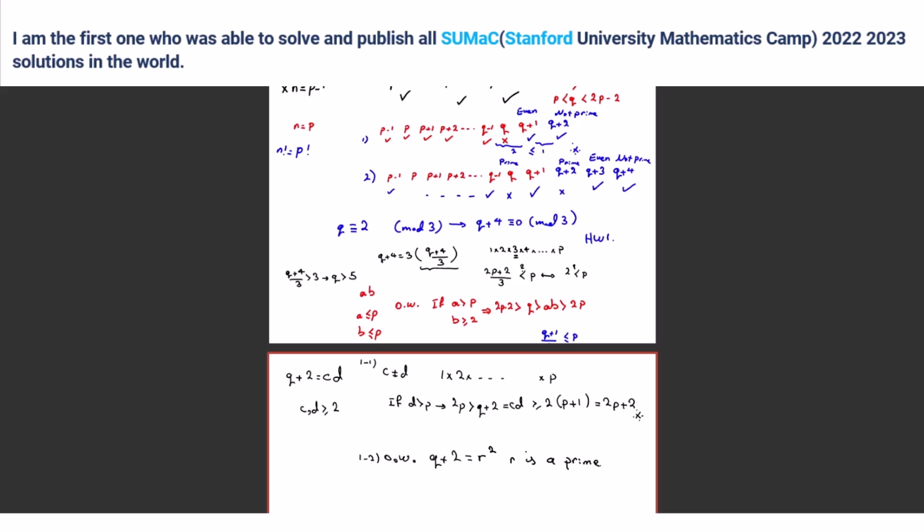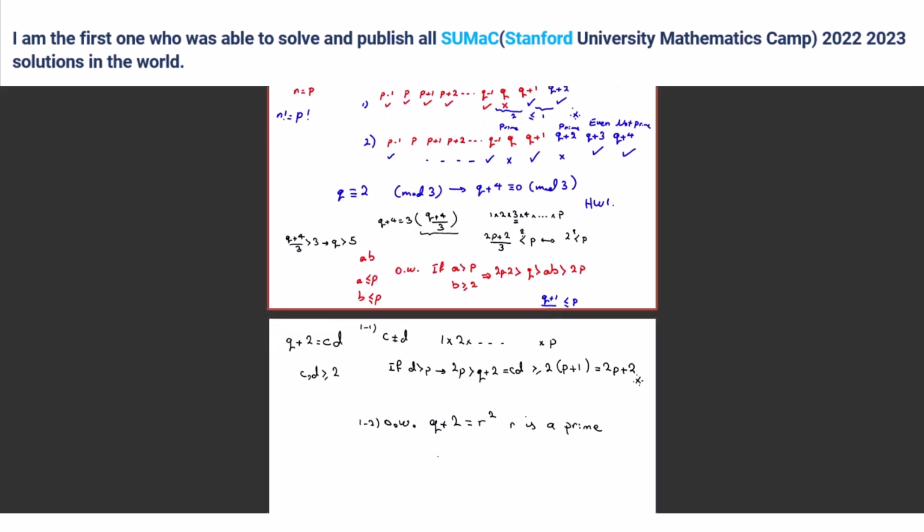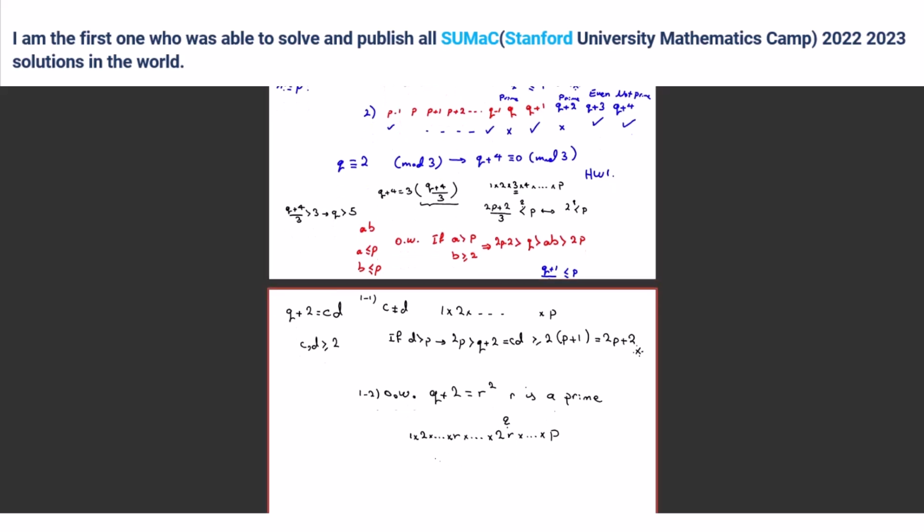So I need to prove R is less than P. If we prove R is less than P, we should also prove 2R is less than or equal to P. Agreed? Because we want to prove R squared is a divisor of P factorial. So we should prove 2R is less than or equal to P, right? Agreed? Okay, so try to see, can you prove it?